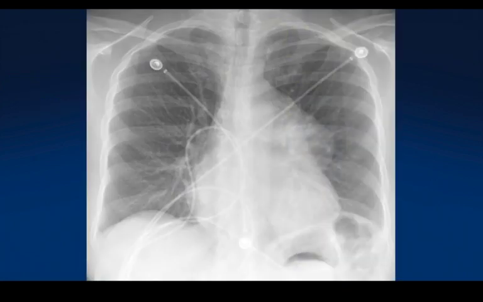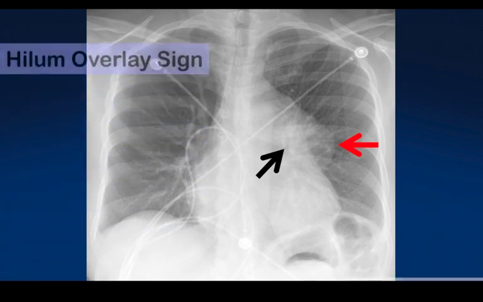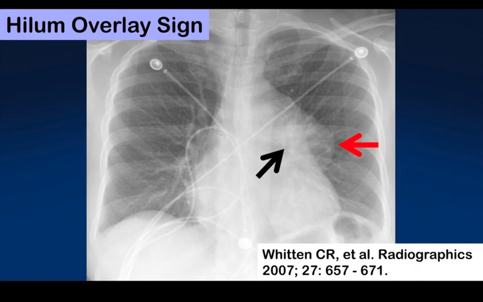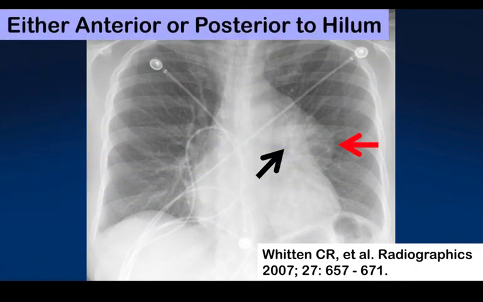In this example, there is a lobulated mass along the left upper mediastinal border. Note that I can clearly define the silhouette of the left hilar vessels through this mass. This is an example of the so-called Hilum overlay sign. And what this means is that the mass must be situated either anterior or posterior to the left hilar structures.